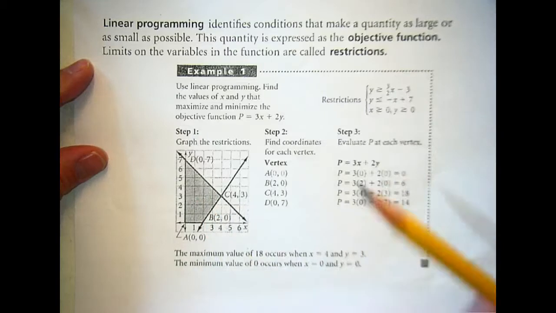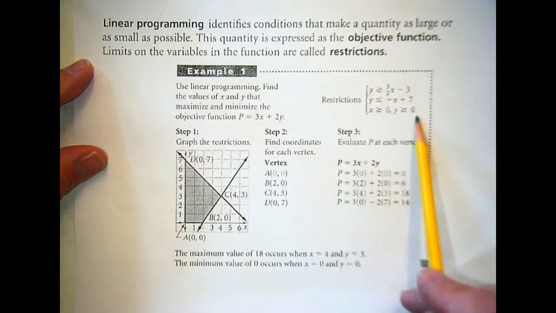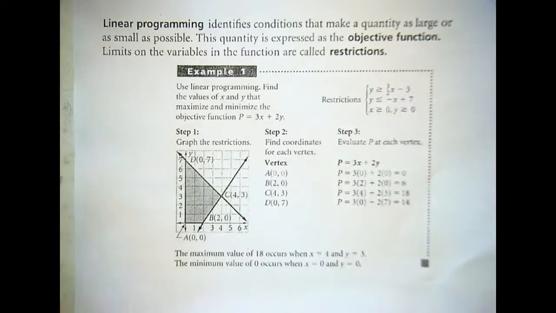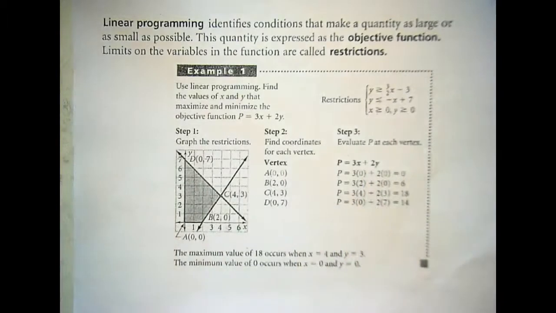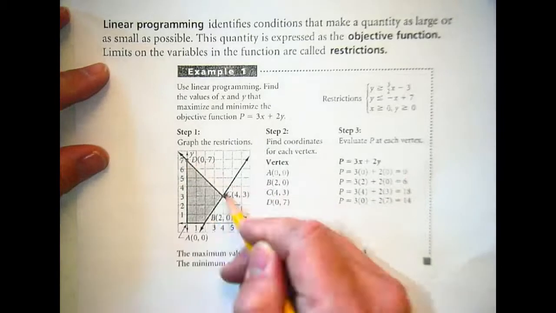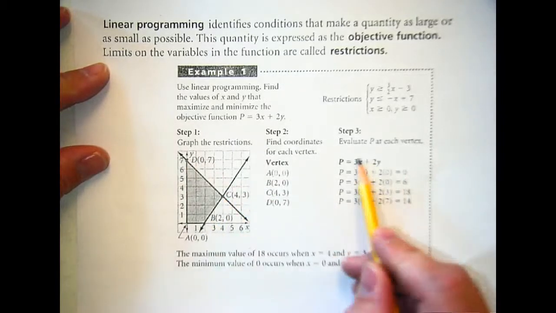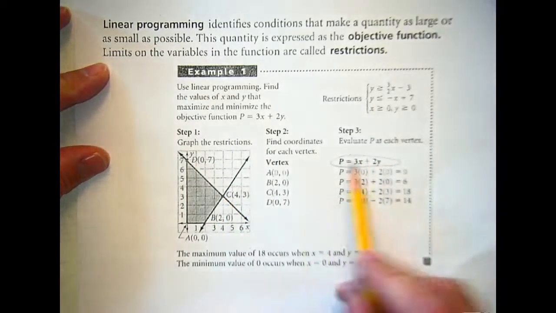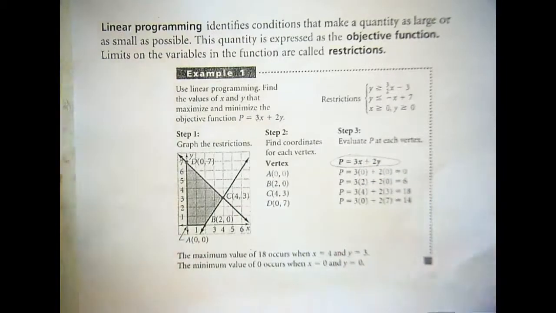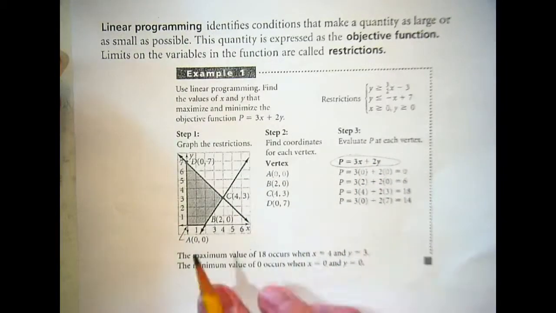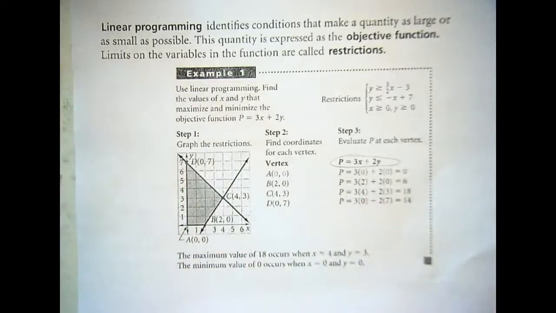When you're dealing with linear programming, you're graphing some restrictions. Those restrictions form a region, and that region has vertices. Those vertices you then test in your objective function. That's kind of the process. So I have 4 vertices that I test in this objective function. Objective functions usually deal with profit or cost, so you're looking for a maximum profit or a minimum cost.